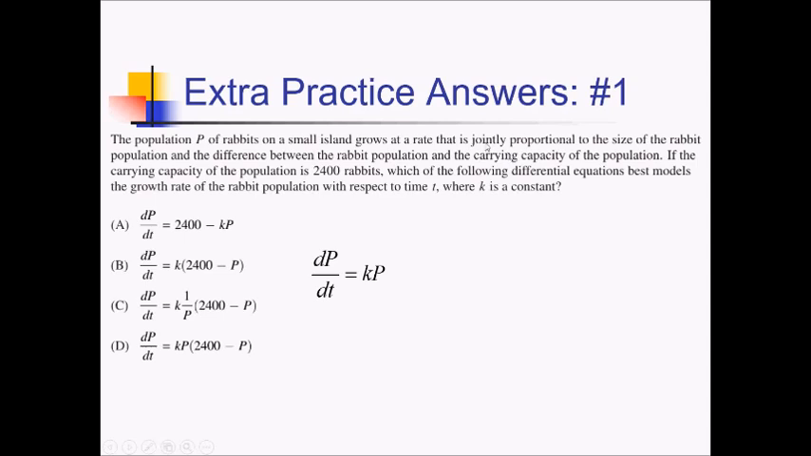So they told us the carrying capacity is 2,400 rabbits. So then we're going to be multiplying this by 2,400 minus P. And this is just your standard logistic looking function here. So this is going to be choice D.